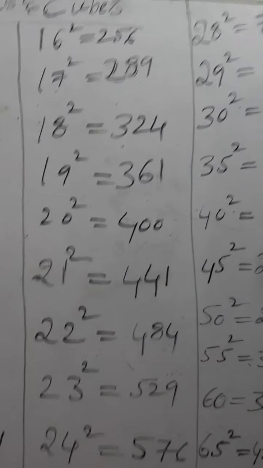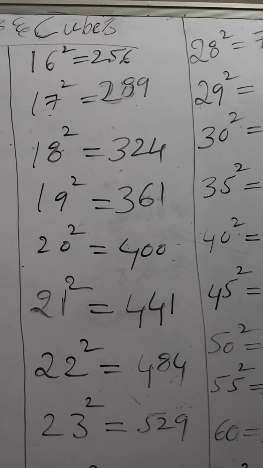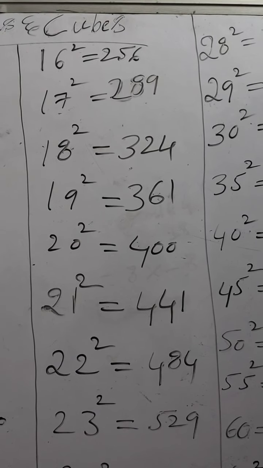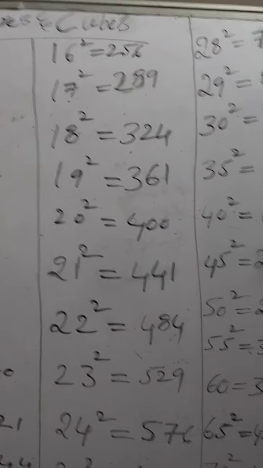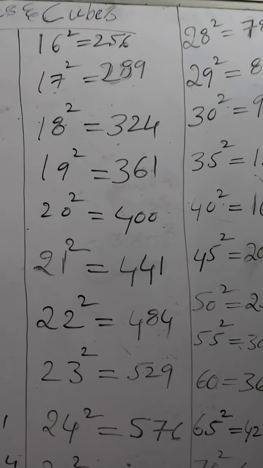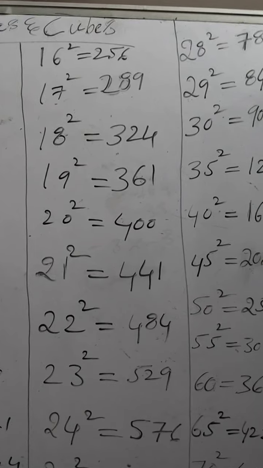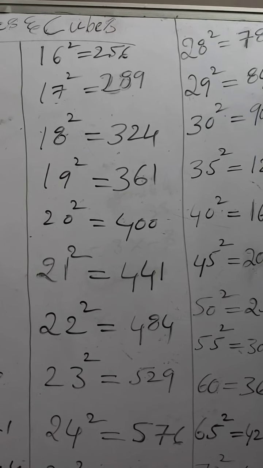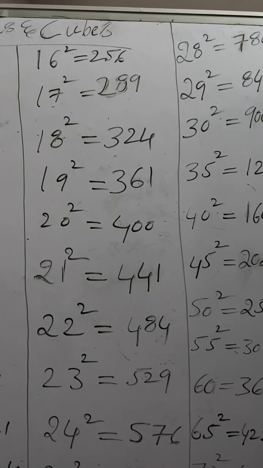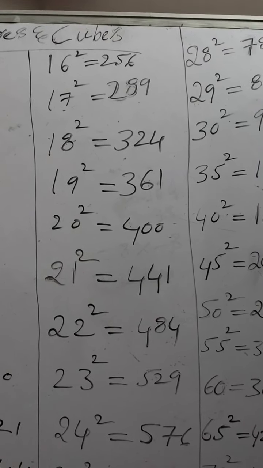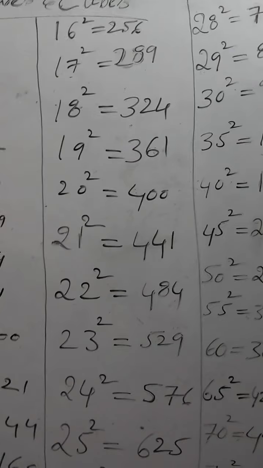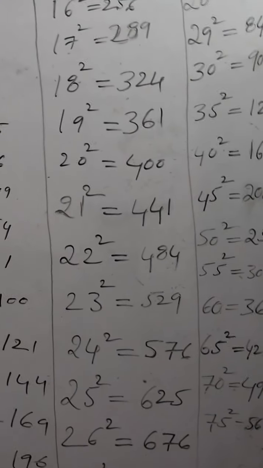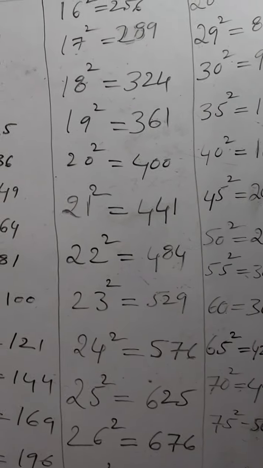16 square, 256, 16 into 16, 256. 17 square, 289. 18 square, 324. 19 square, 361. 20 square, 400, 20 into 20, 400. Everybody can remember easily. 21 square is equal to 441. 22 square is equal to 484. 23 square, 529. 24 square, 576.